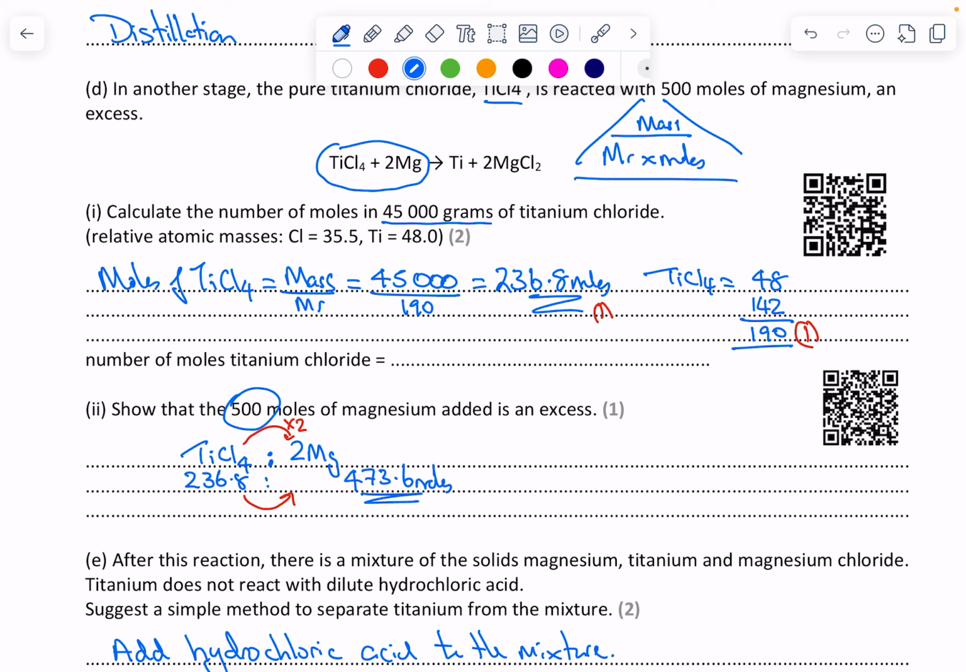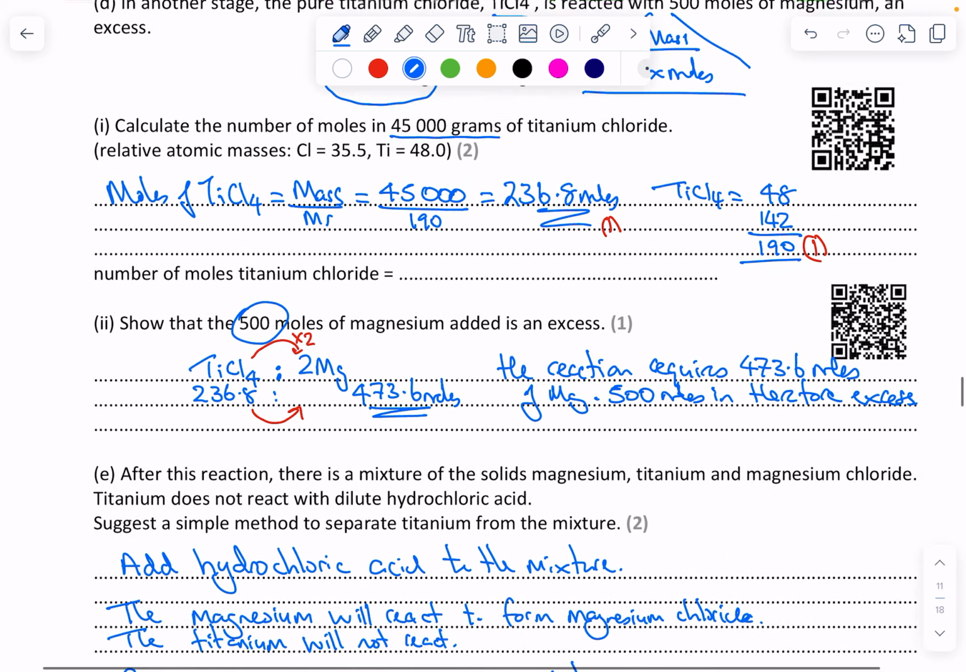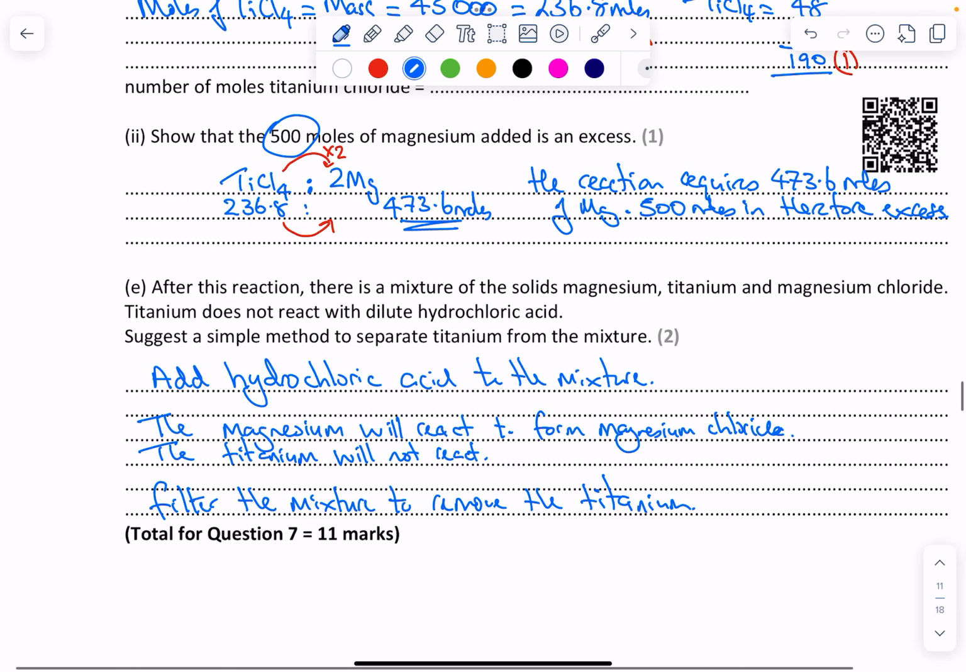This is in excess. So if I was going to finish this off, I would say the reaction requires 473.6 moles of magnesium. 500 moles is therefore excess.